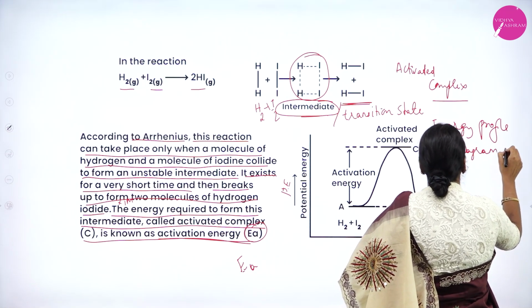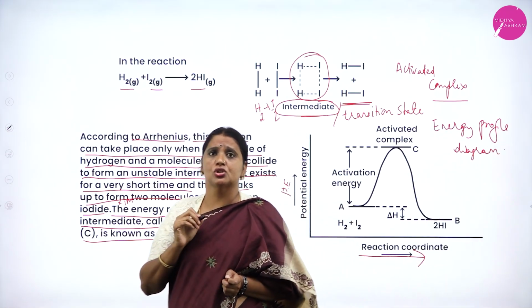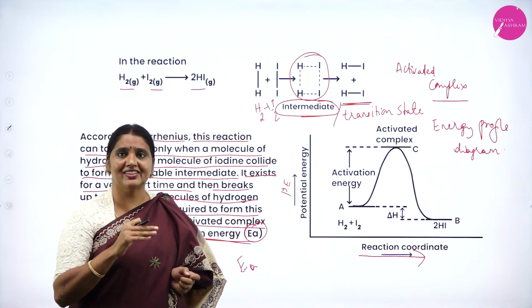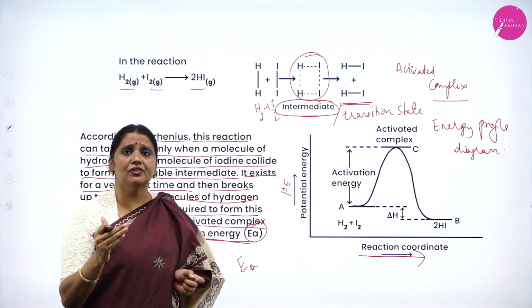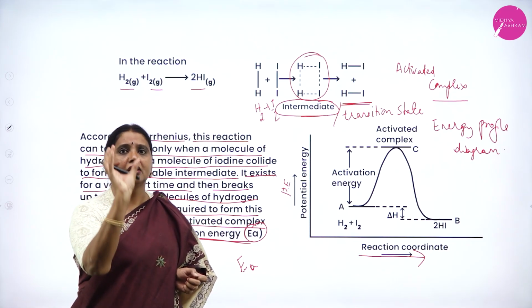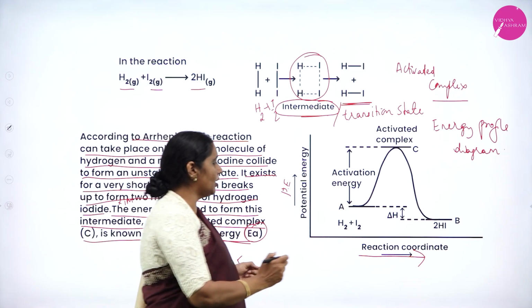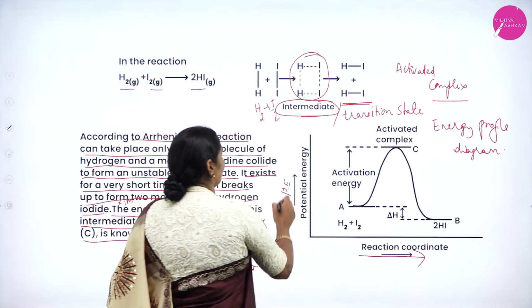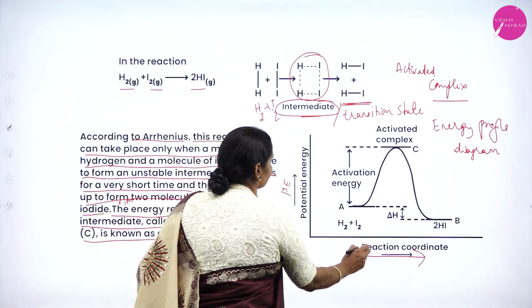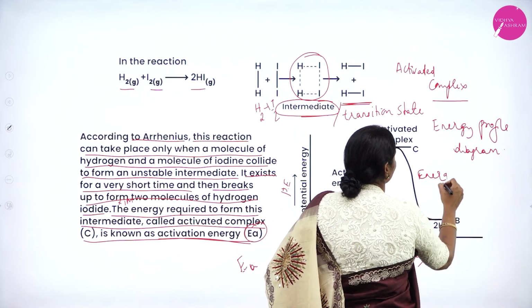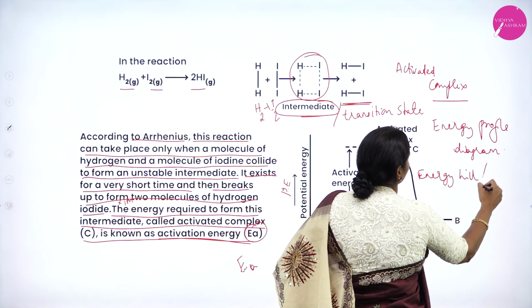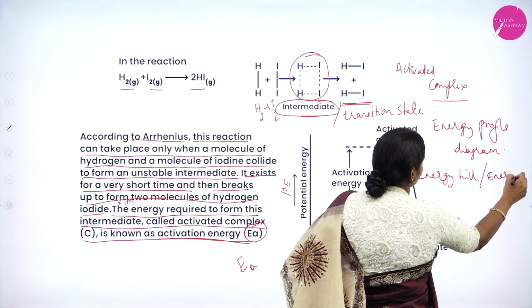So, what is reaction coordinate? Reaction coordinate shows how energy changes, whether heat is liberated or heat is absorbed when the reactants are converted into product. That energy change is called as reaction coordinate. When I plot a graph of potential energy versus reaction coordinate, I'll get one graph that is called as energy hill or energy barrier.